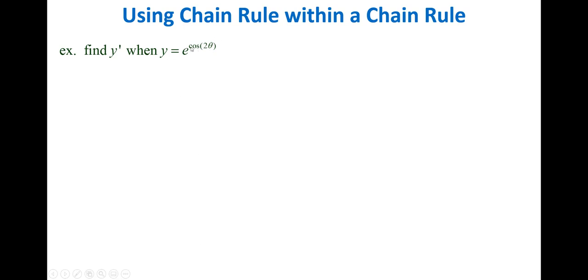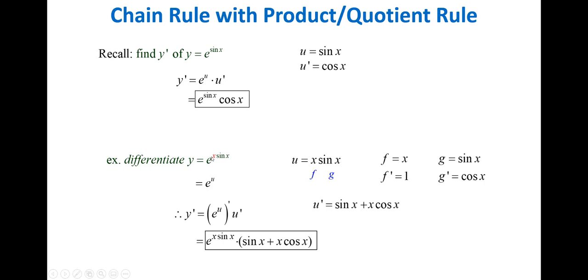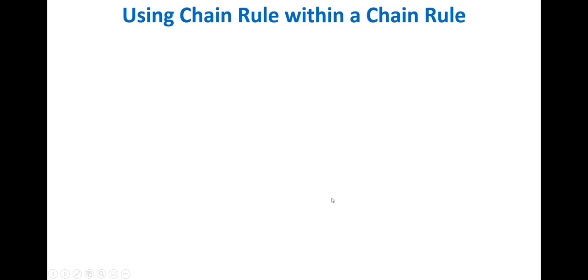Now, watch what happens here. Before, you had a product rule in the exponent. See what happens here when y is equal to e to the cosine of 2 theta. Well, I'm going to start it the same way. I'm going to make u cosine of 2 theta, and then this becomes e to the u.